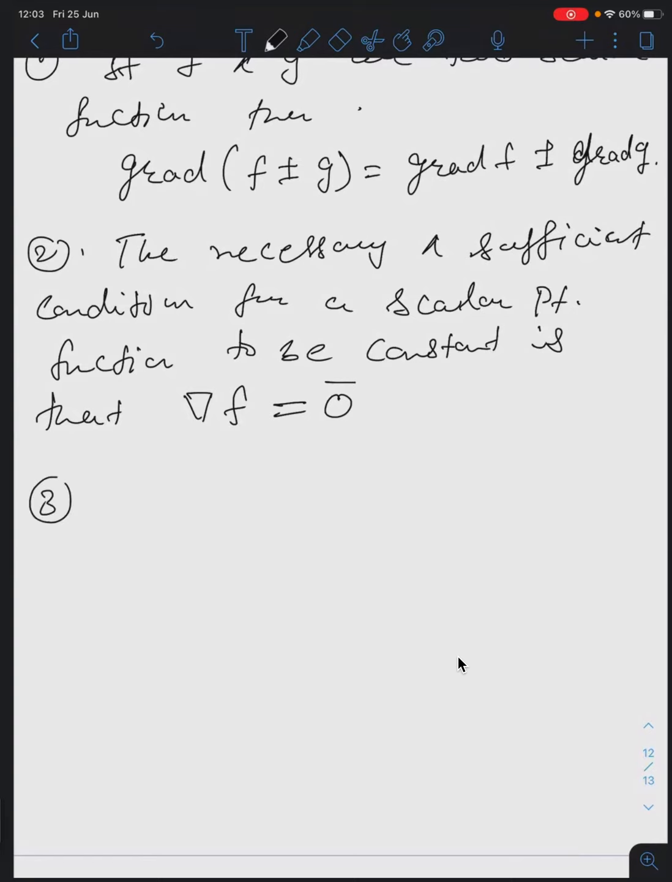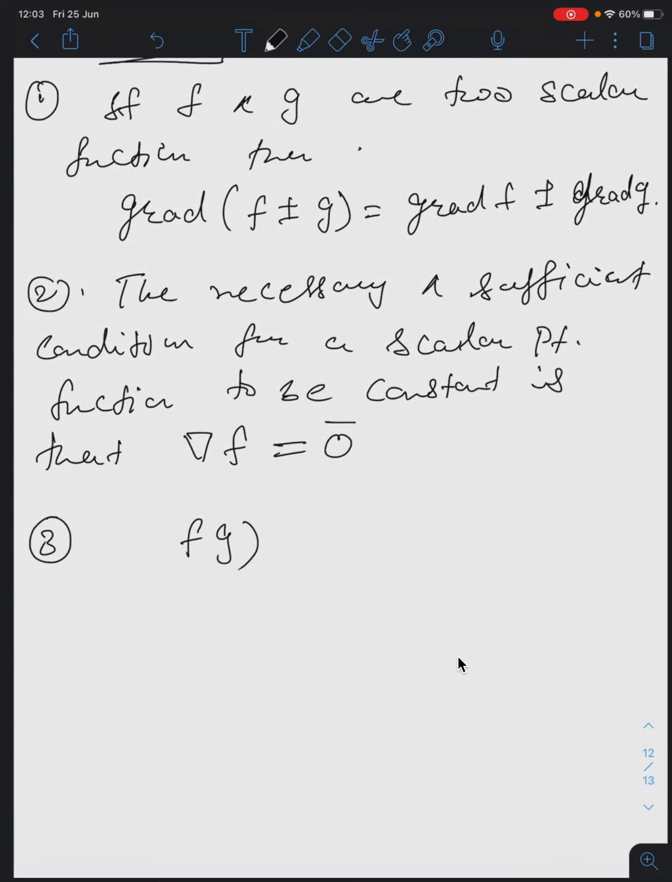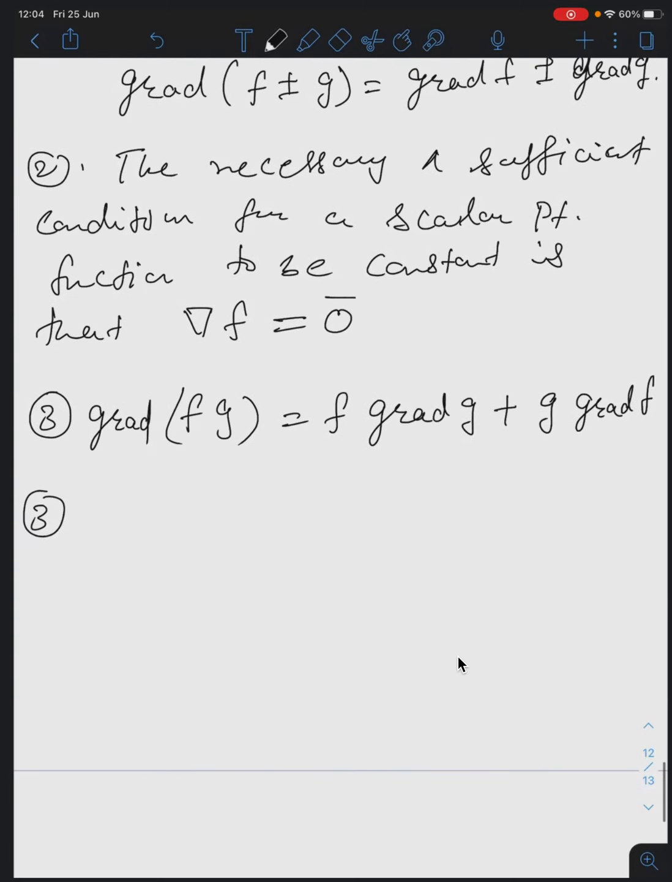Now, if f and g are two scalar functions, you can directly multiply them and calculate the gradient. The result is nothing but f as it is, gradient of g, plus g as it is, gradient of f. Similarly, if you multiply a constant with a scalar function, then its gradient will be equal to c times the gradient of f. Here c is a constant.